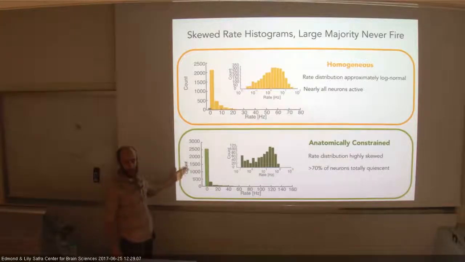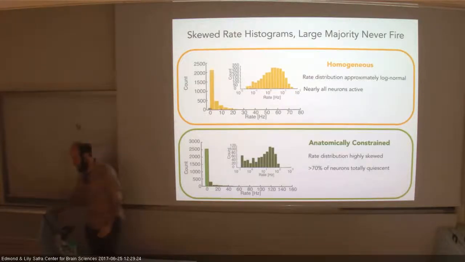When we look at the anatomically constrained matrix from data, we see here this bar is actually fully zeros, totally silent for a 60-second simulation. That's more than 70% of the neurons totally silent, and the maximal firing rates go up well above 100 hertz, which is highly unusual.